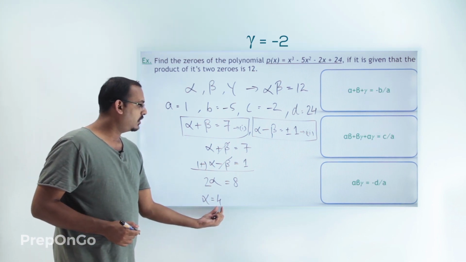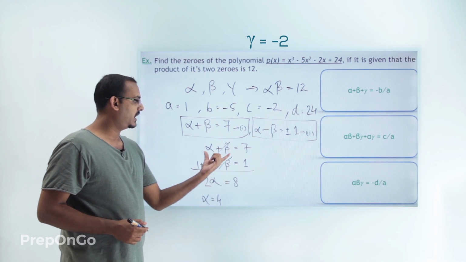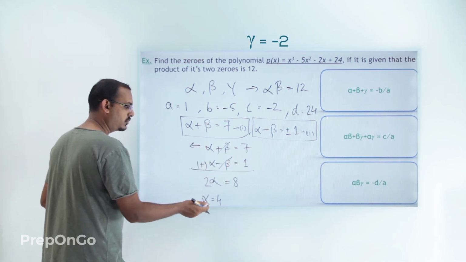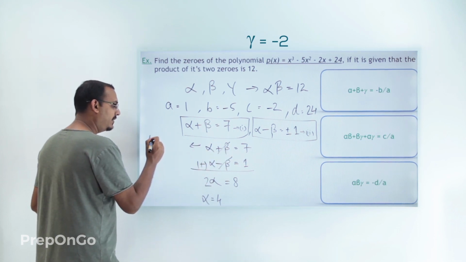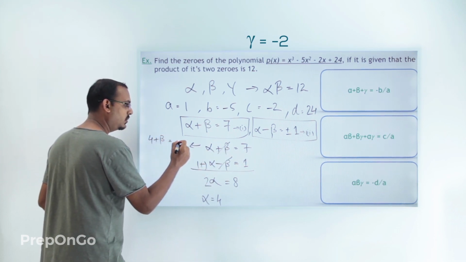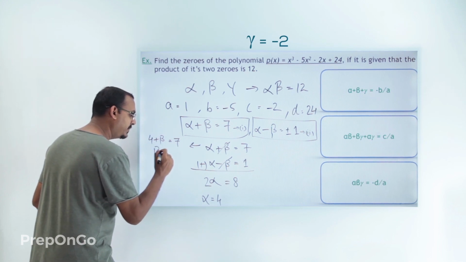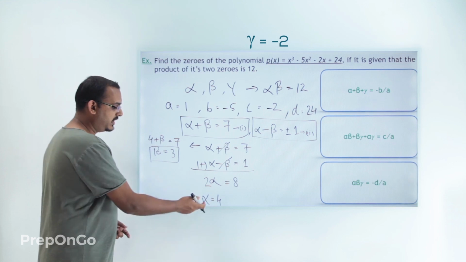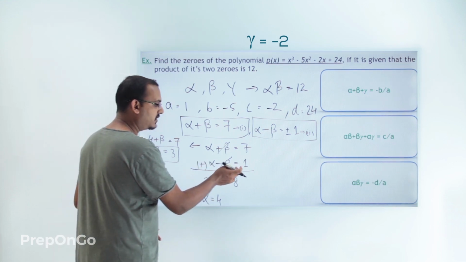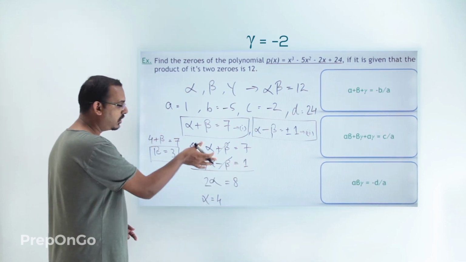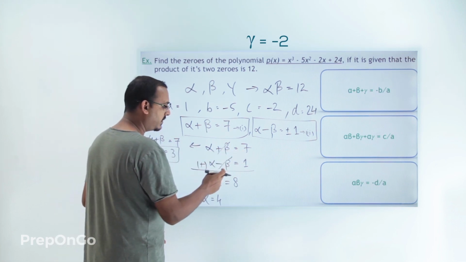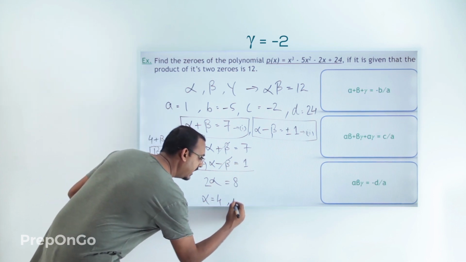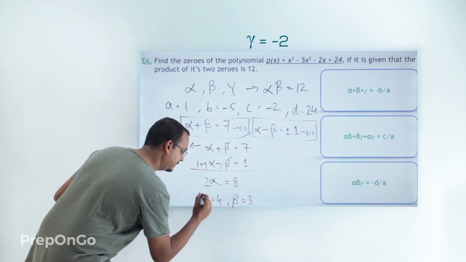Now if I put this value of alpha is equals to 4 in alpha plus beta is equals to 7, I get 4 plus beta is equals to 7. It gives me the value of beta as 3. So using the equations alpha plus beta is equals to 7 and alpha minus beta is equals to plus 1, I get the value of alpha as 4 and beta as 3.